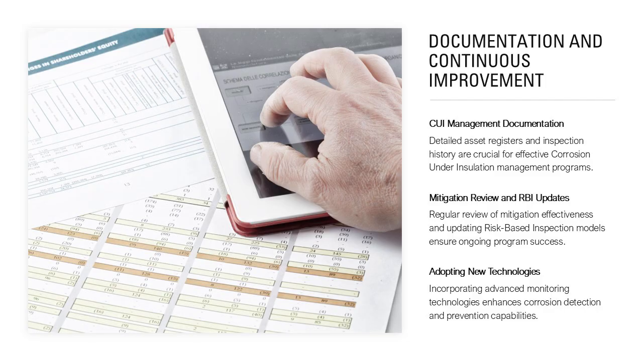Maintaining a CUI management program with detailed asset registers, inspection history, and corrosion data is essential. Continuous improvement involves reviewing mitigation effectiveness, updating RBI models, and incorporating new technologies for monitoring and prevention.